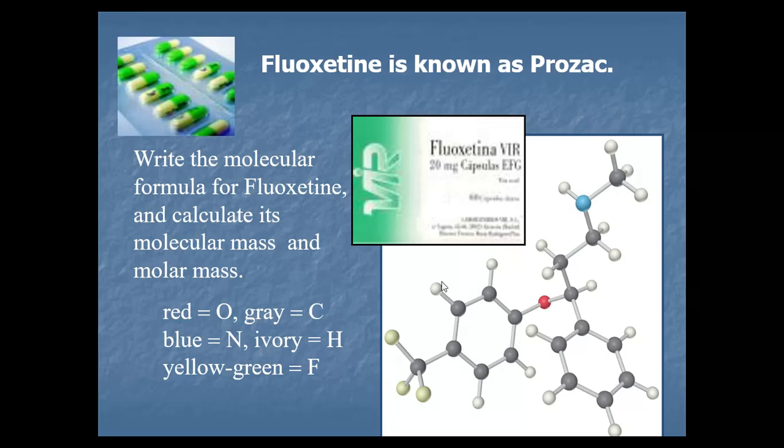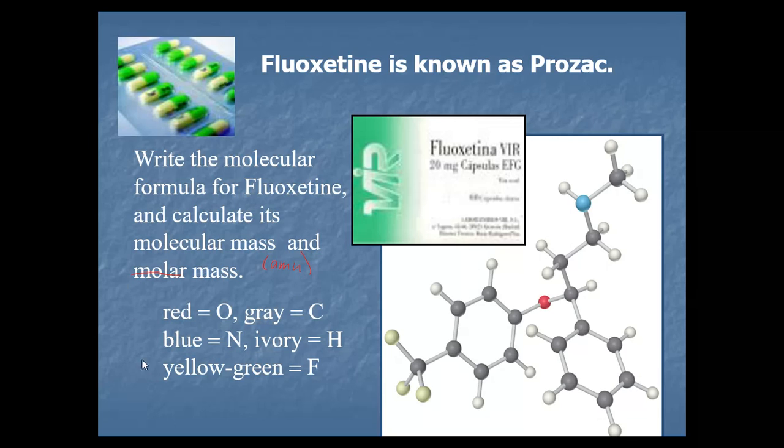Now, what I'd like you to do is determine the molecular formula, or the chemical formula, for fluoxetine, and then calculate its molecular mass and molar mass. We're not going to worry about molar mass so much right now, but molecular mass is measured in AMU, which you can find on the periodic table. If you know the molecular formula, you should be able to determine the mass of one of those molecules.